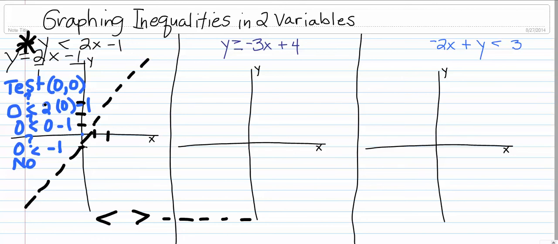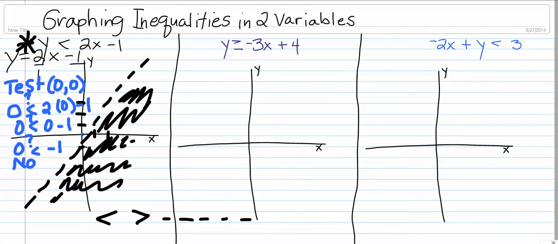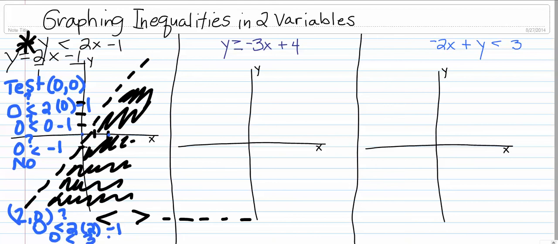I want to come shade on the other side. Now, if I were to pick a point on that side, which I didn't do, let me just show you. If I picked the point and tried 2, 0 instead of 0, 0, let's see if we got room down here. 2, 0. Say I tested that instead. So y is the second number. Is 0 less than 2 times 2 minus 1? Well, to save space, 2 times 2 is 4. 4 minus 1 is 3. Is 0 less than 3? Yes, it is. That's why the point 2, 0 over here on this side of the inequality has been shaded.